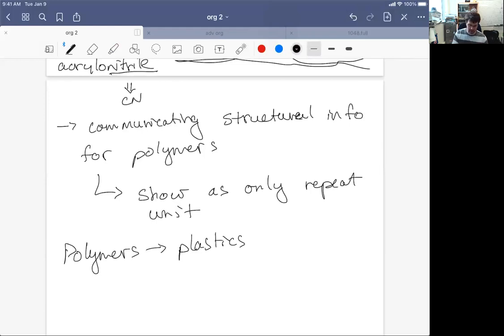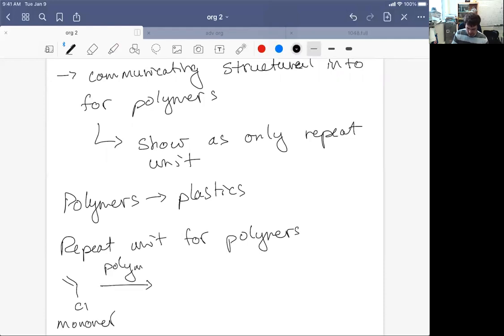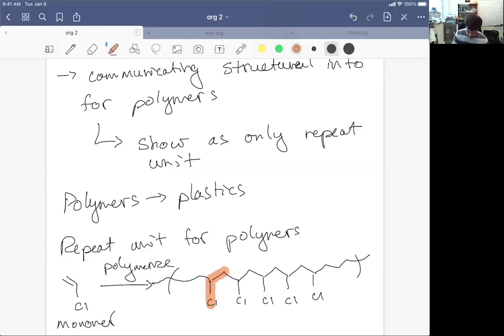But anyway, we want to show the repeat unit. So repeat units for polymers, this is how we like to think of them. If we have vinyl chloride, this is our monomer, and we polymerize, then it's correct that we have to think about this growing chain as a bunch of chlorines separated by a CH2 group, and that goes on forever in either direction. But we say that in this molecule, what we have is several repeat units over and over again.